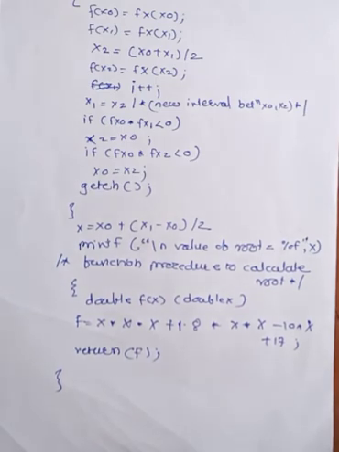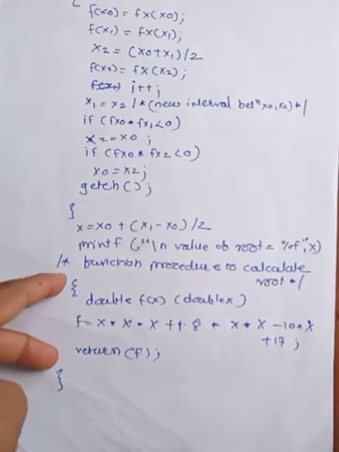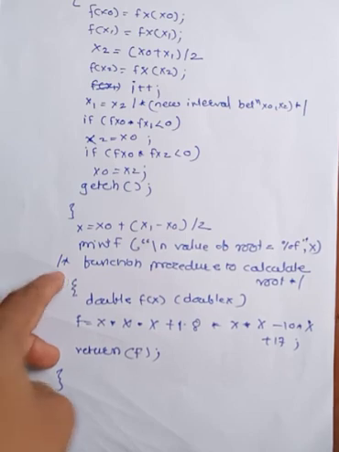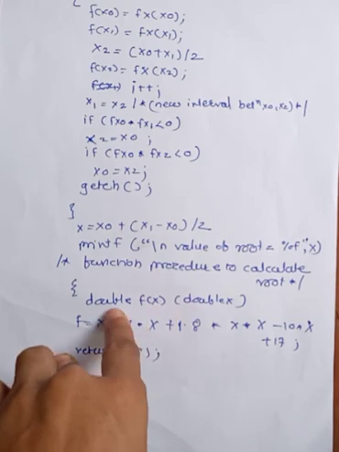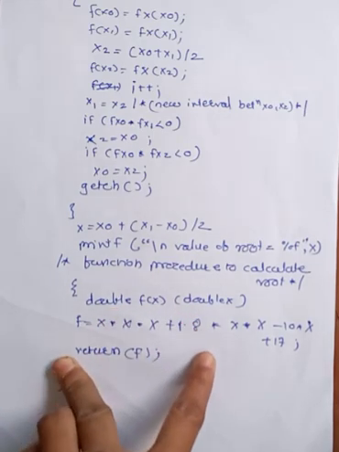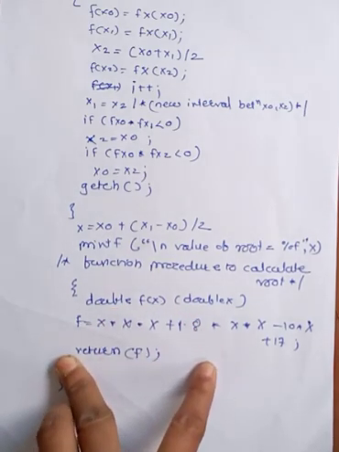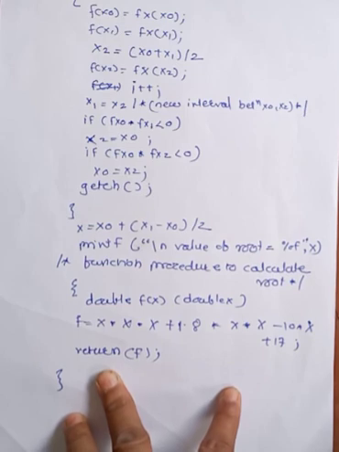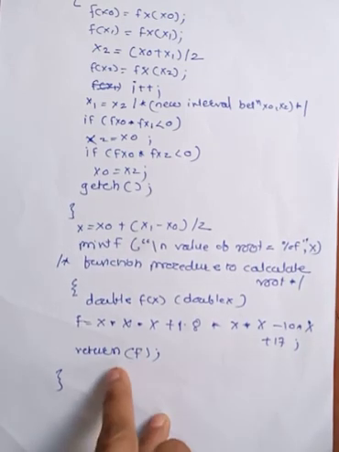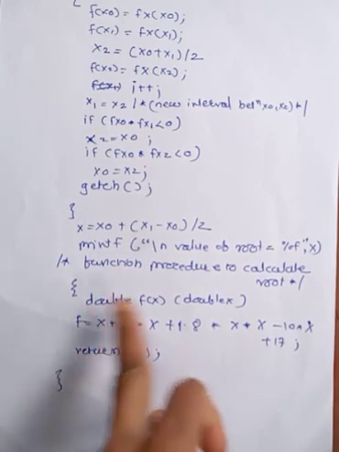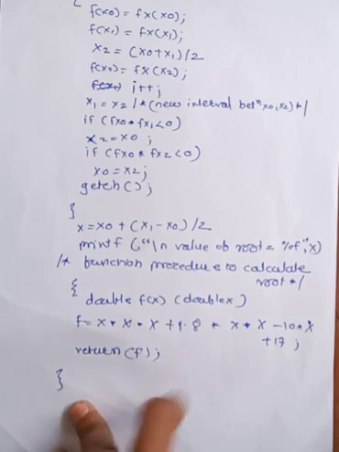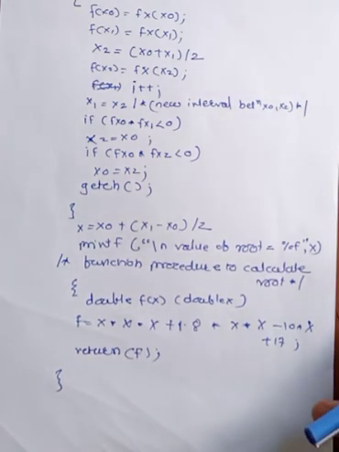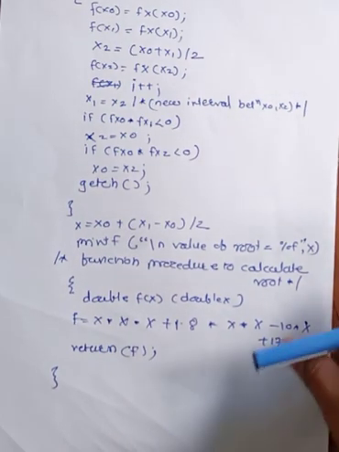Now this is the function used to calculate the root, double f(x). Why we use this double? Because double memory space is required. Okay, and this function is used to calculate the root by using this formula. Once it is calculated, the value is returned from this function and your control goes to where the function is called. So in this way the bisection method program can be solved.